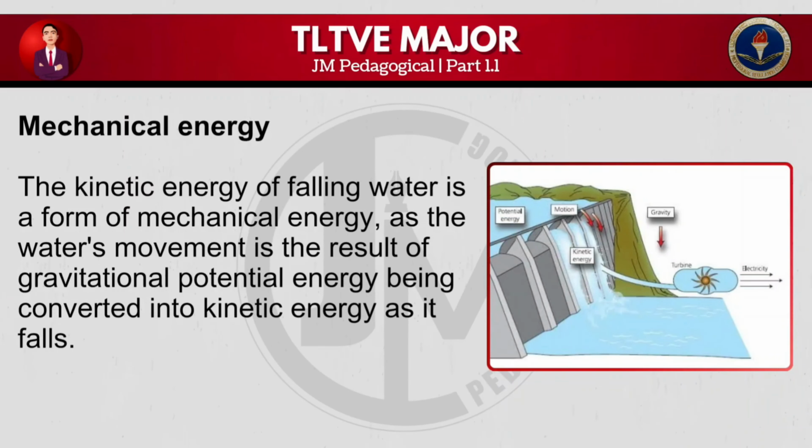The kinetic energy of falling water is a form of mechanical energy, as the water's movement is the result of gravitational potential energy being converted into kinetic energy as it falls.